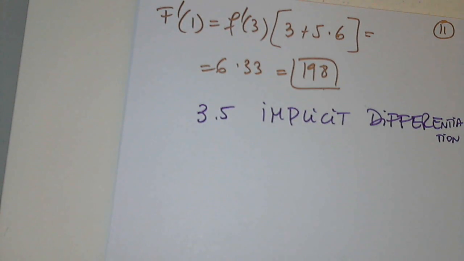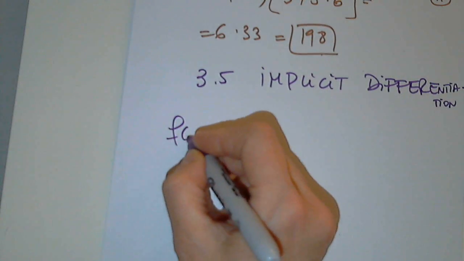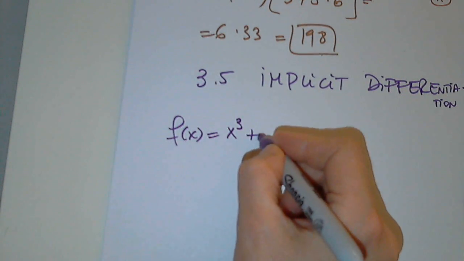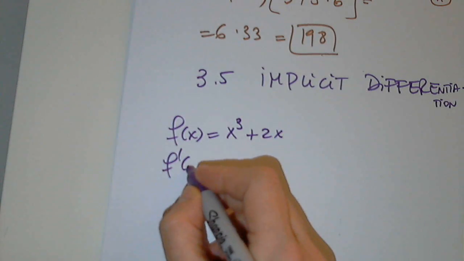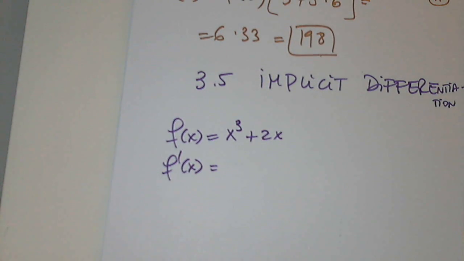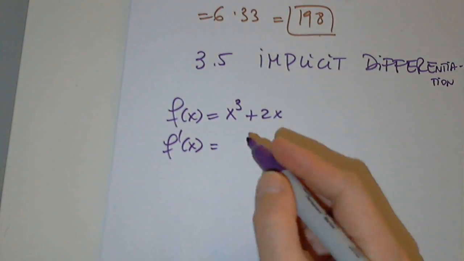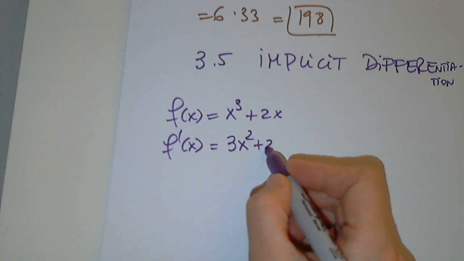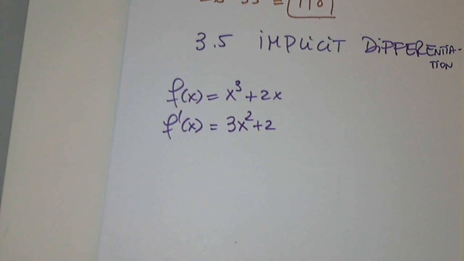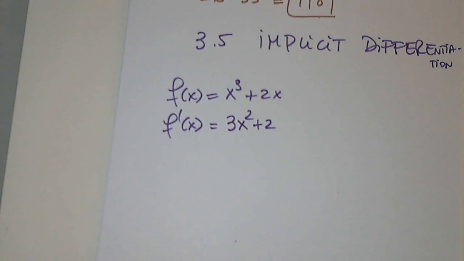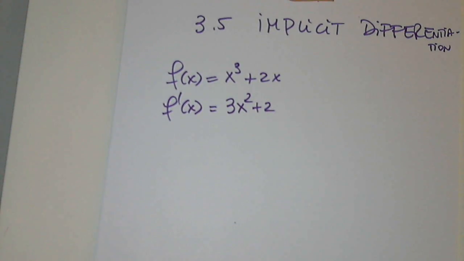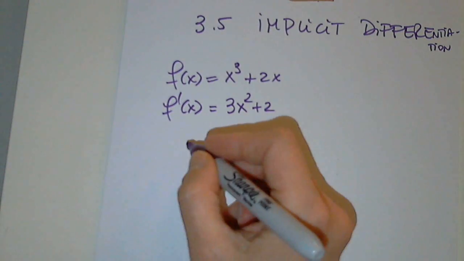Implicit differentiation. If I'm given a function f of x equals x cubed plus 2x, and I'm asked to find its derivative, what will you say? You'll say it's a piece of cake. This is 3x squared plus 2. Correct? Okay. But what if I'm given something like this?